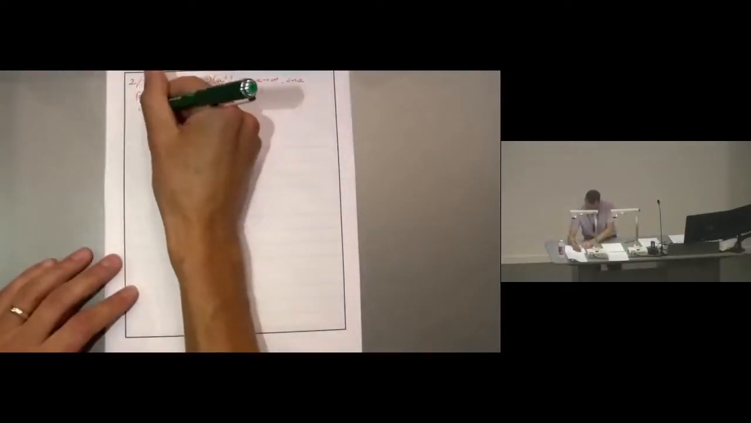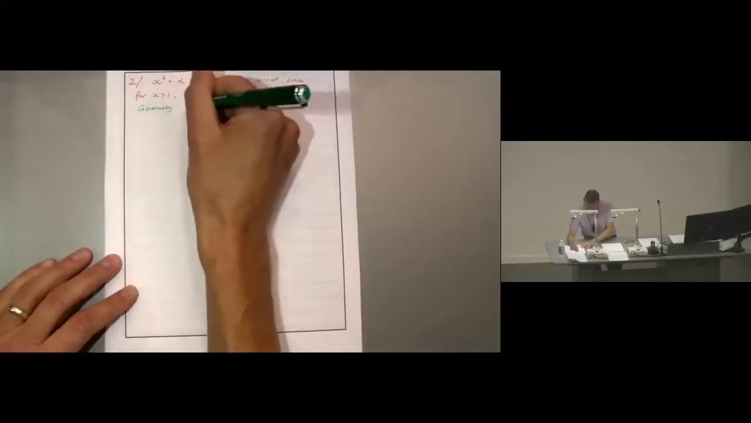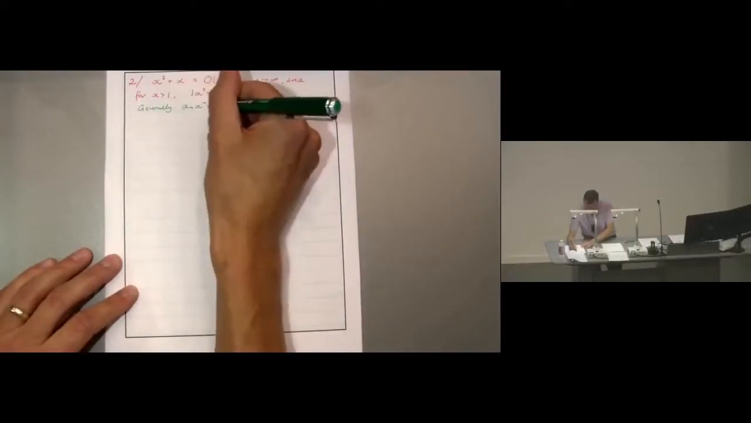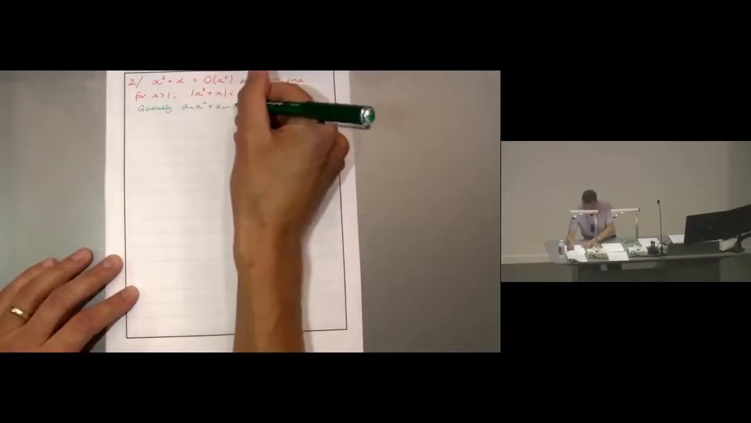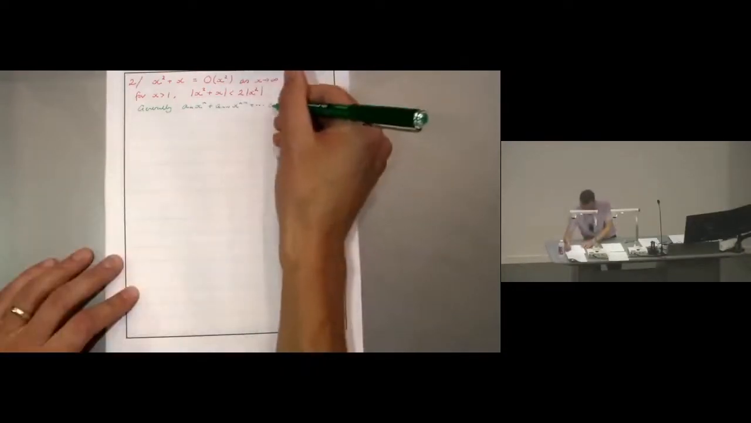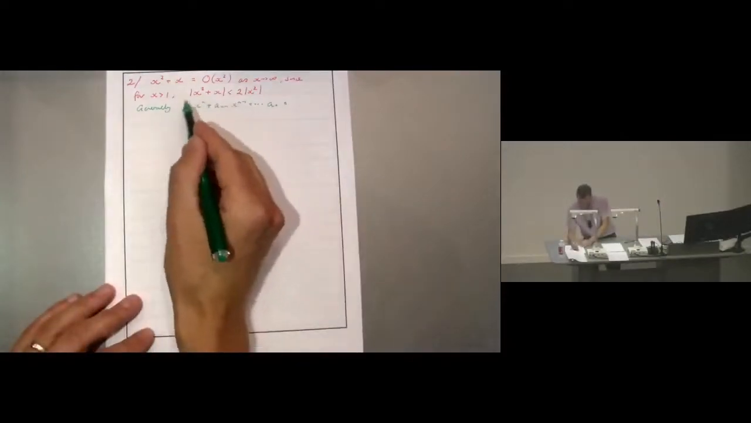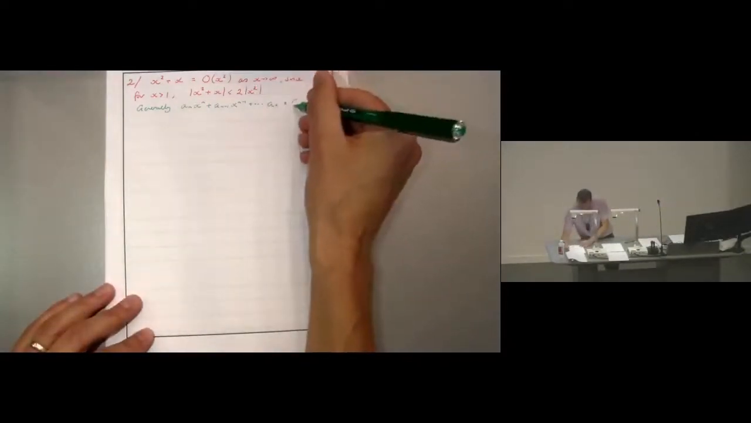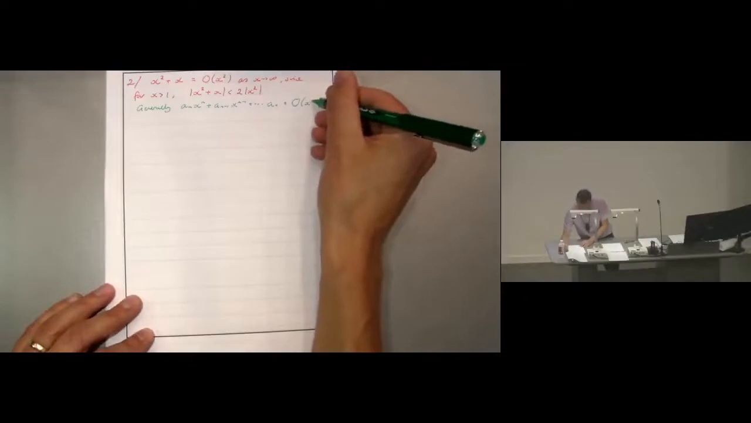And this idea extends. So here we had x squared plus x, but you could imagine something more complicated. So say I had some a_n x to the n, plus a_{n-1} x to the n minus 1, all the way up to just a constant term a_0. Then as x goes to infinity, provided this first term, a_n, is non-zero, this is just going to be of order, so big O of x to the n.